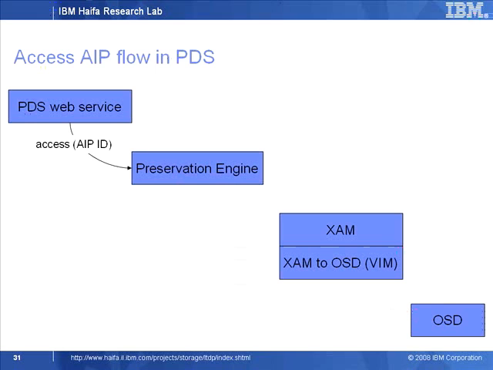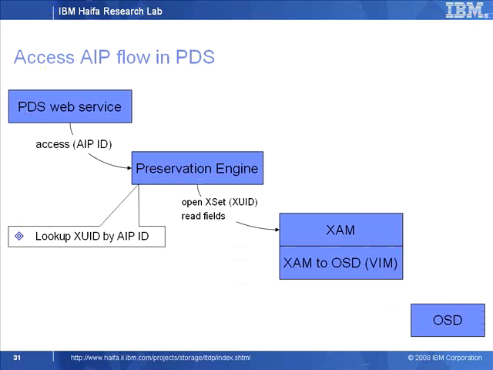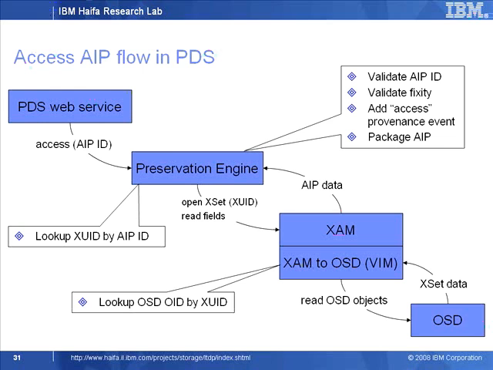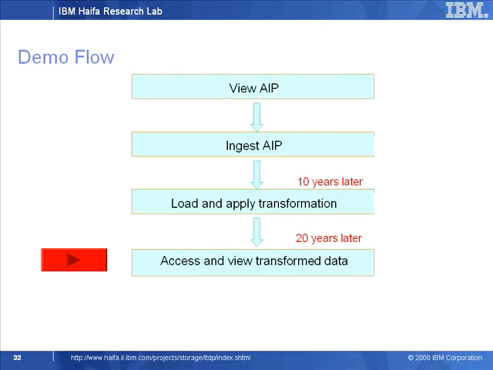Inside PDS, on Access, the preservation engine looks up the XAM ID that corresponds with the received AIP ID and reads the appropriate XAM objects. XAM retrieves its objects from the object layer. When the AIP is in the preservation engine, it validates the AIP ID and its fixity and adds a provenance event to document this access operation.